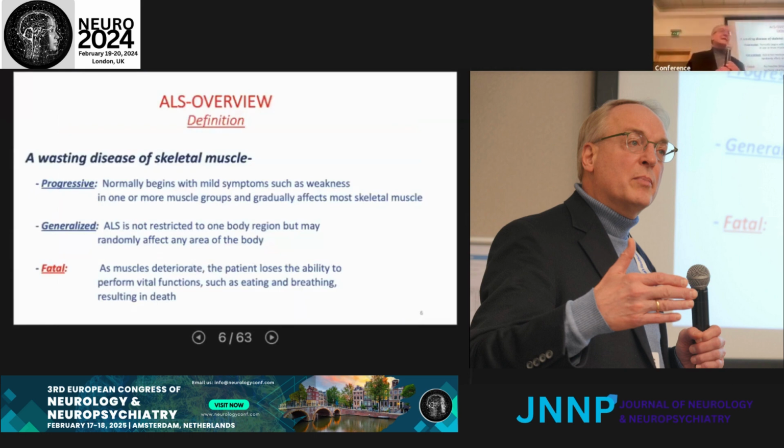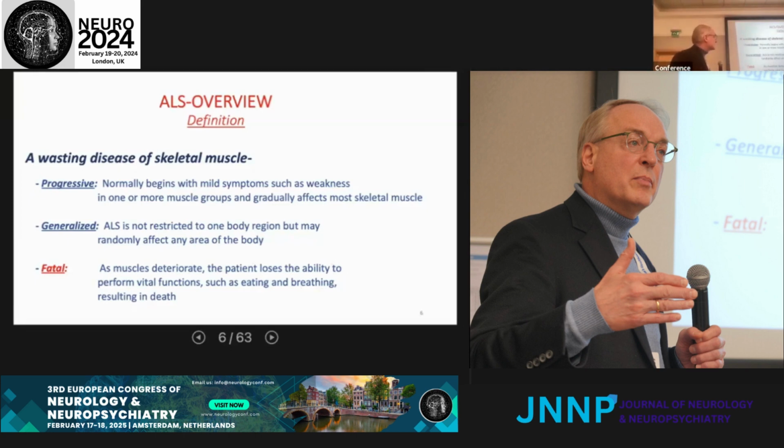The hallmark clinically is a painless progressive motor weakness that we'll see in the spinal onset cases. It normally begins with mild symptoms such as weakness in one or more muscle groups, and gradually affects most skeletal muscle. It progresses in a segmental fashion. So a patient doesn't present with a right hand weakness and then a left foot drop. It would be a progressive process. That's where it's gotten into the whole concept of prionopathy as a mode of spread, which we won't discuss, but it is unique in that fashion.